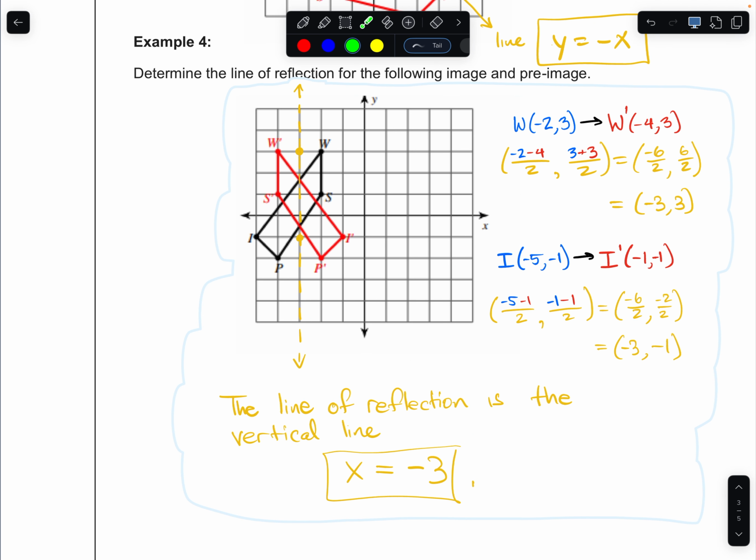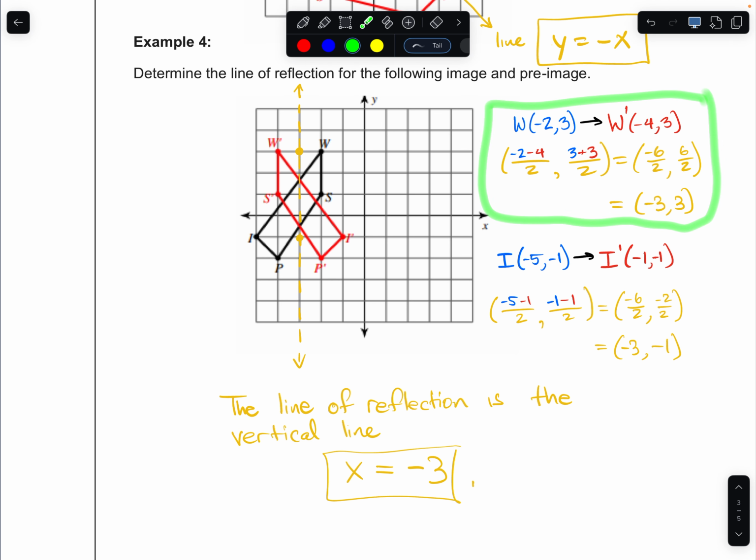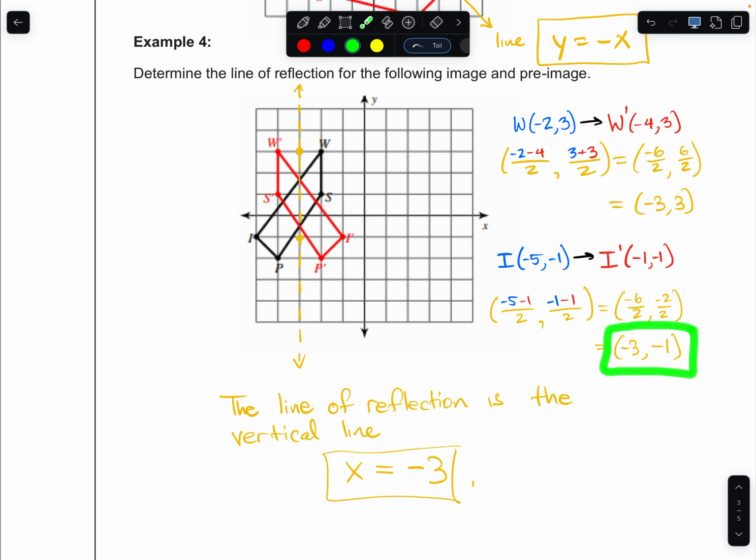All right. So, doing the same thing, I chose W and found the midpoint between W and W prime to be at (-3, 3) right there. And then I used I and I prime, found that the midpoint was (-3, -1), which is right here. The line through those 2 points is a completely vertical line.